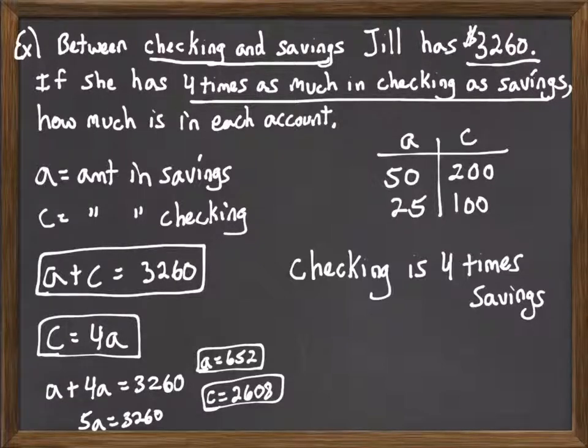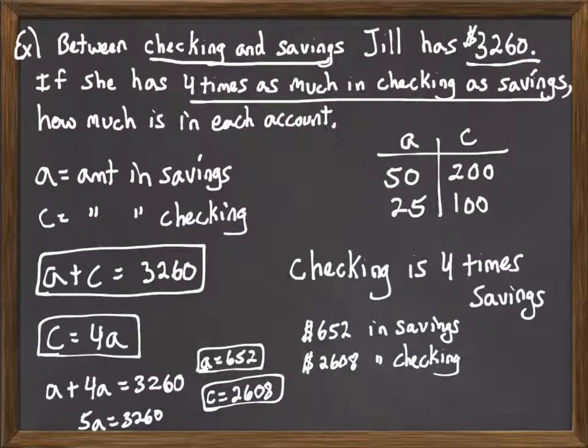Okay, at this point, we finish by answering the question. How much was in each account? 652 in savings, 2608 in checking. Okay, so this is an introduction to this process of solving a system of equations in a word problem. And we'll see some more examples in upcoming videos.